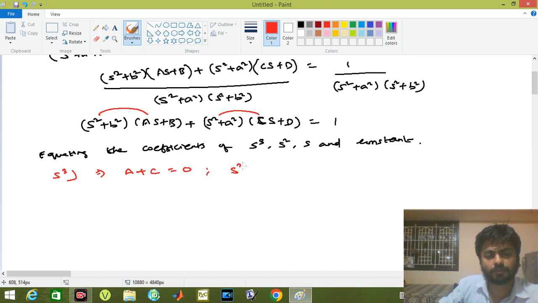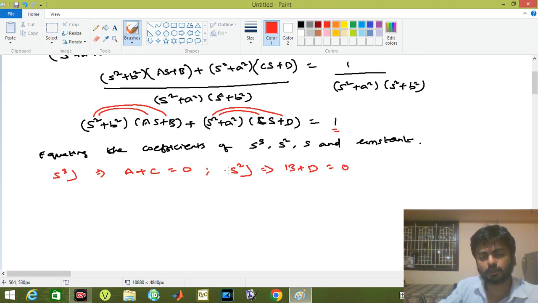In the same way, the coefficient of s square will be given by s square into b as well as s square into d. So you will have b plus d equal to 0, because in the right hand side you are not having any s cube term or s square term, so their coefficients are 0. Third thing is the coefficient of s, which will be given by b square as well as a square cs. So you will have a b square plus c a square equal to 0.